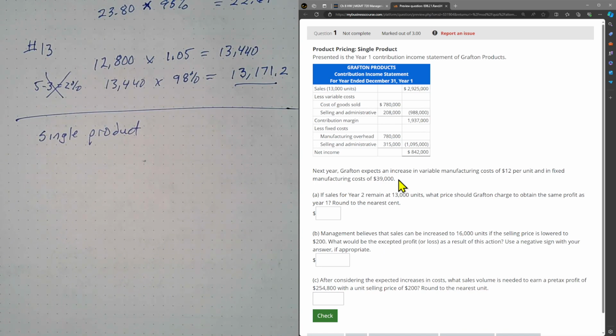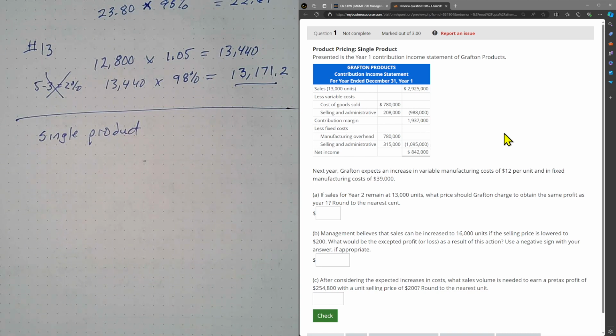So the first one says, if sales for year 2 remain at 13,000 units, which is what they are here, what price should Grafton charge to obtain the same profit? So we want the same profit, and it's going to be the same units and the same profit. But if we have these increases, what do we need to do? Well, we could go through and multiply everything out, but this is a relatively straightforward question.